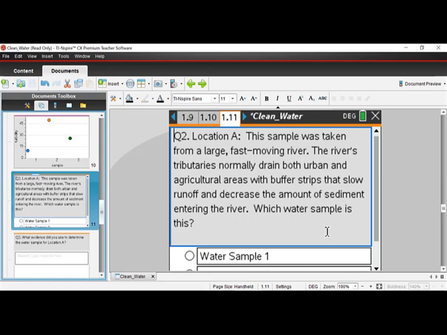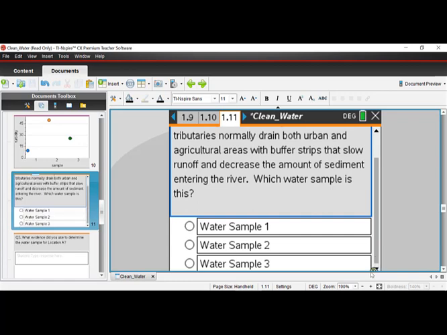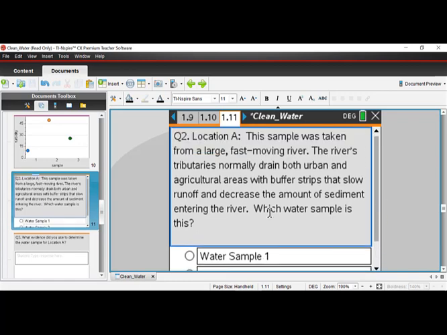Question 2, location A. So here's the idea. We have locations A, B, and C, and samples 1, 2, and 3. So we need to match the samples back to the location. And this tells us a little bit about each location. So location A, this sample was taken from a large, fast-moving river. The river's tributaries normally drain both urban and agricultural areas with buffer strips that slow runoff and decrease the amount of sediment entering the river. Which water sample is this? Is it 1, is it 2, or is it 3? And so that's the idea, is that we're going to try to figure out how to match these things up.